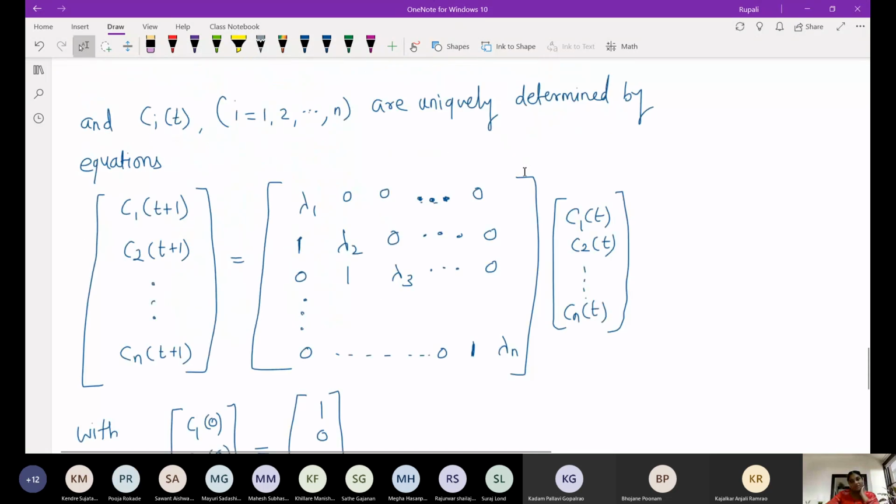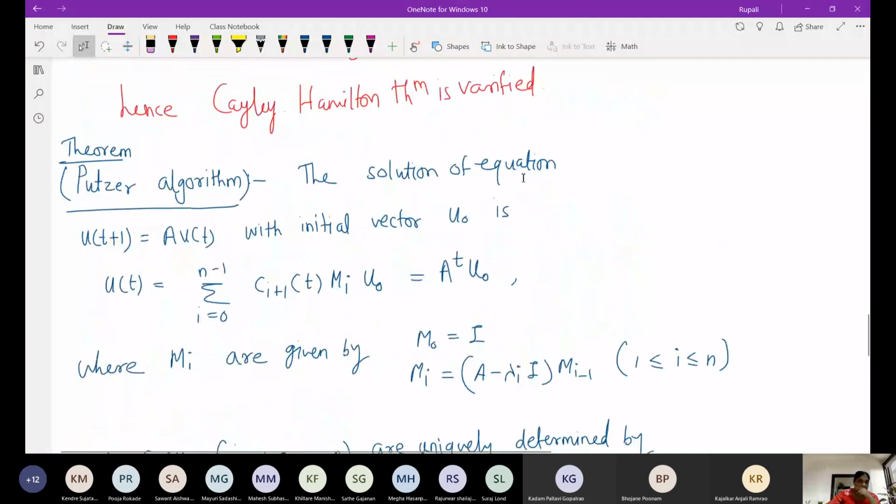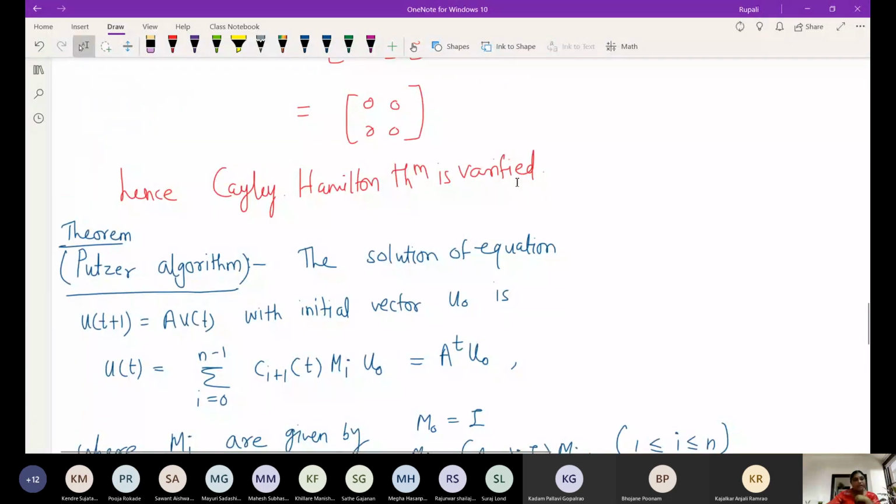So we have to prove this theorem. This theorem can also be asked as: state and prove the Putzer algorithm. Okay, what this theorem says is that the solution of the equation u at t plus 1 is equal to A u t with initial vector u0 is given by u t is equal to summation i is equal to 0 to n minus 1 of c i plus 1 of t M i times u0. That is nothing but A raised to t u0.